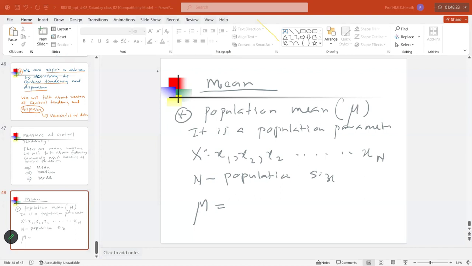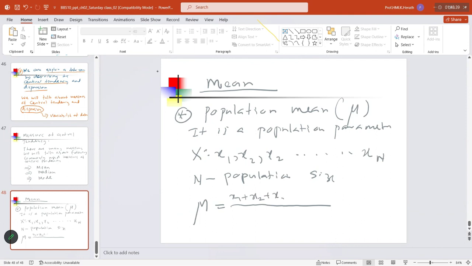All right. So we can estimate mu. By using this, we add all values of the population, capital N, and divide them by capital N. So this can be written like this: summation i equals 1 to capital N of xi divided by N. So this is the way we get the population mean.